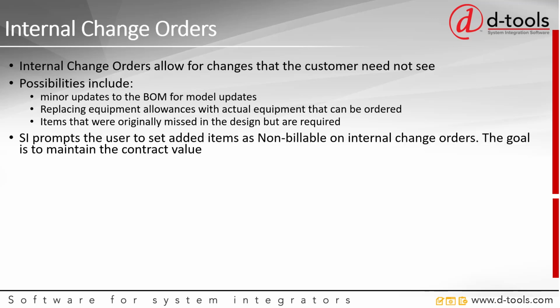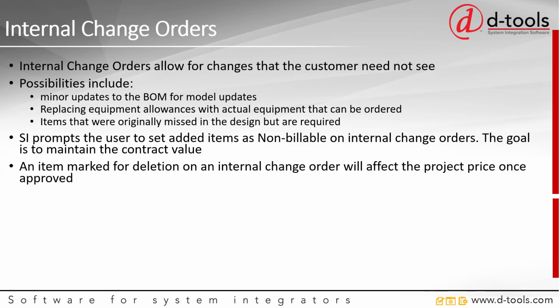And SI prompts the user to set added items as non-billable. The goal is to maintain the contract value. An item marked for deletion on an internal change order will affect the project price once approved. There is a feature that allows you to capture the value or the price of the equipment and labor of items removed on internal change orders.